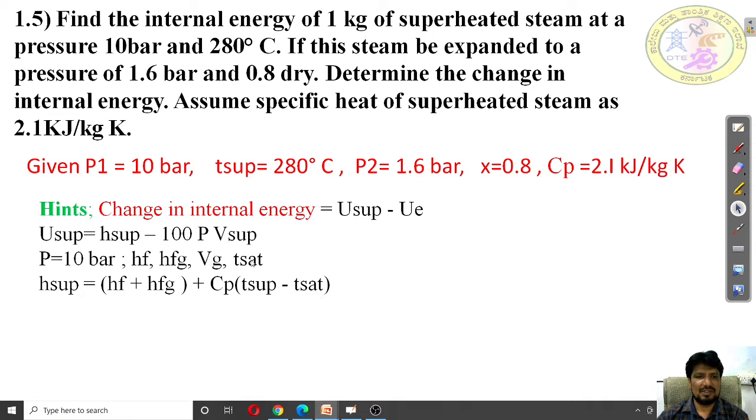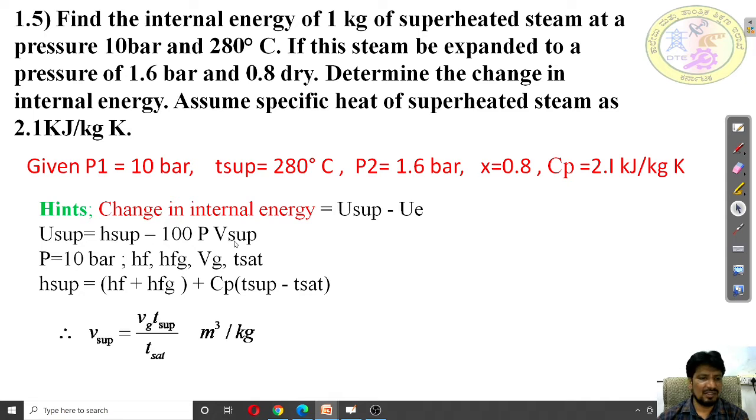We know that T of superheated is 280, and T of saturated is from the steam table. Corresponding to a pressure of 10 bar, note down the value of saturated temperature and also note down the values HF, HFG and Vg. So what is the use of the Vg value? Here we have to calculate again the volume at superheated.